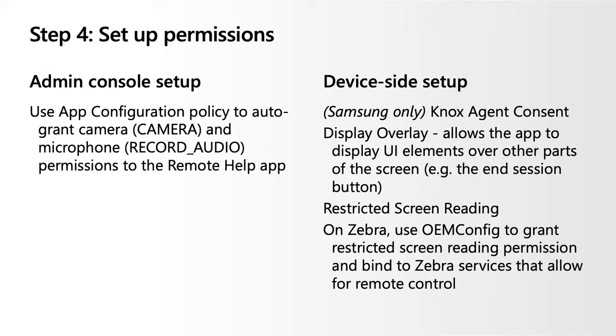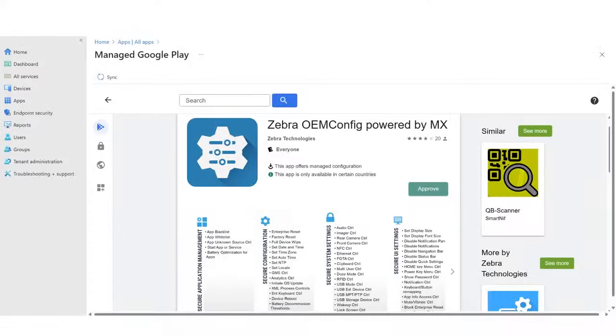A second permission called restricted screen reading allows the Remote Help app to share the contents of the screen with the Intune service. On Zebra devices, you can also use OEM config profiles to grant the restricted screen reading permission and to bind to Zebra services. So that's a high-level overview of the steps that you need to take to set up Remote Help and start to use it. But let's get now into a demo of what it actually looks like on the device and in the console.